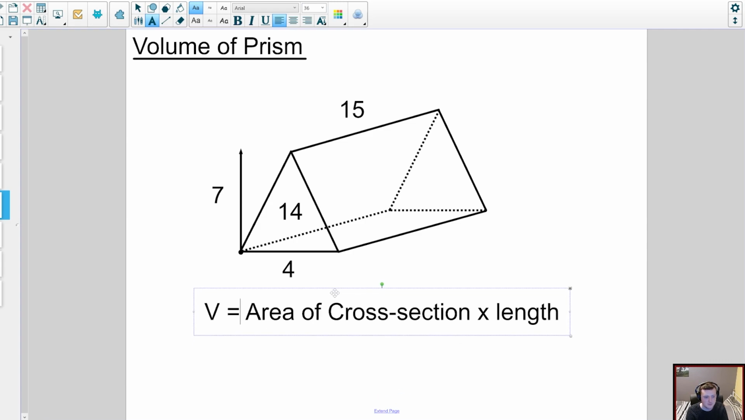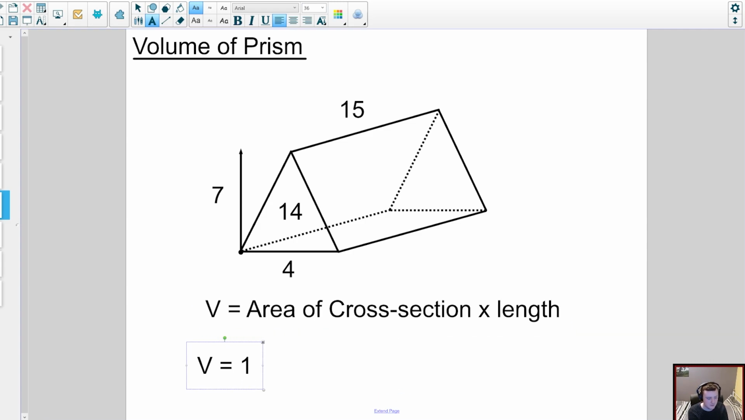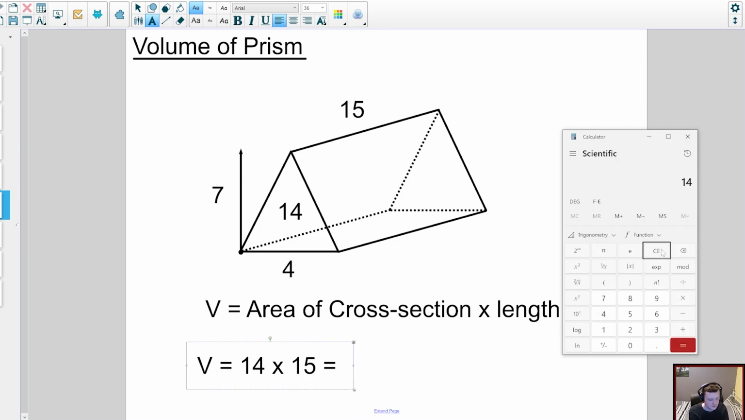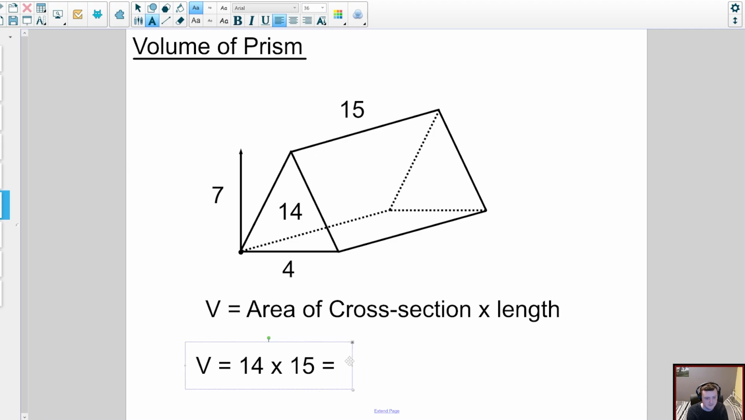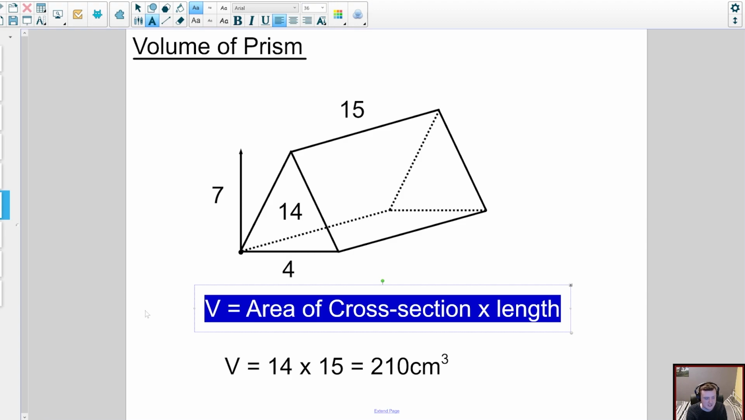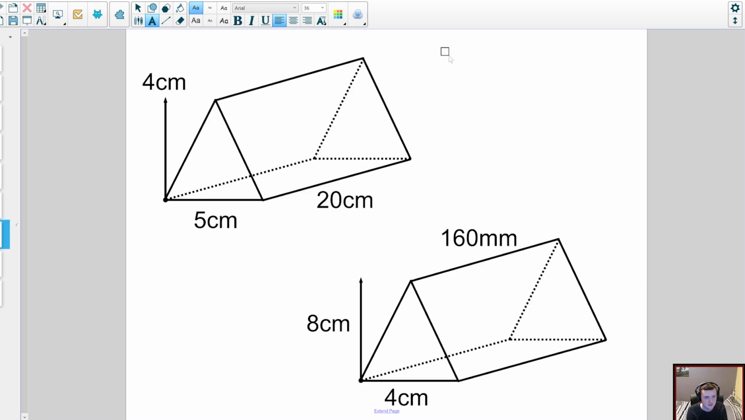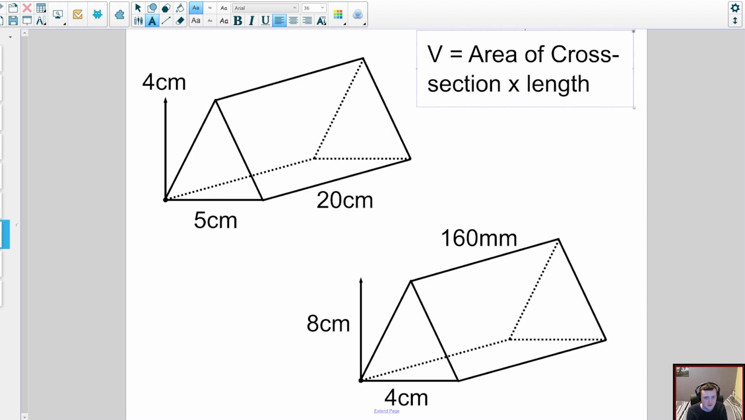So the volume, V, is equal to 14 times 15, which is going to be what answer? 14 times 15 is going to be 210. And this is going to be centimeters cubed because it's volume. And so that would be the answer for this. Because you are given it in the exam, I'm going to give it to you here to answer these questions because you need it to solve them. Have a go at solving the volumes of these prisms.